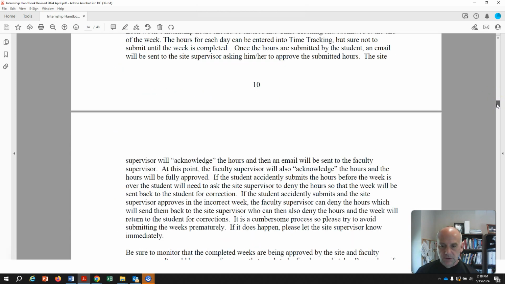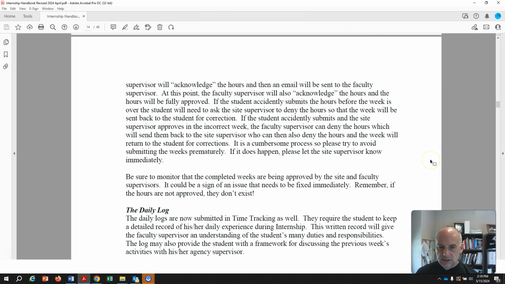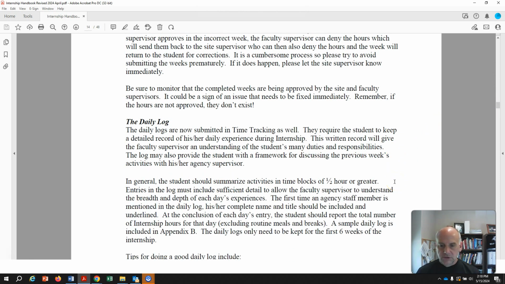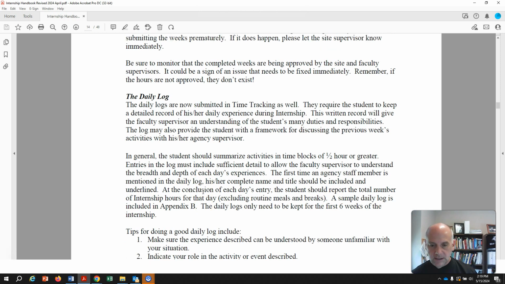So make sure you keep track of your hours, keep up with those hours, keep up with your daily logs. Again, that's a great way that we can go through and track it. This is one thing that has changed, and we'll have to take this out. The daily logs only need to be kept for the first 6 weeks. Actually, now they have to be kept the whole time, because we have you put them into time tracker. So make sure that you do them all 12 weeks.